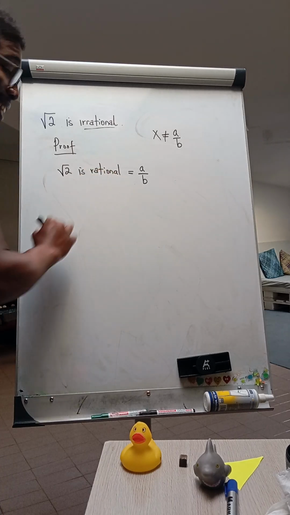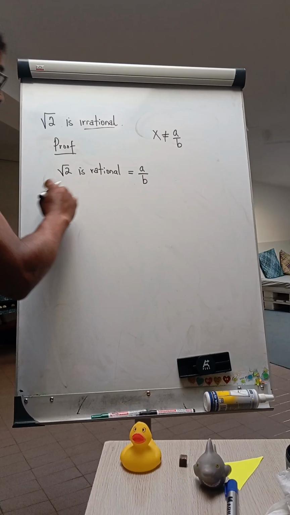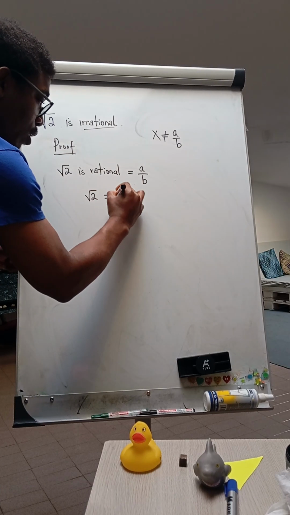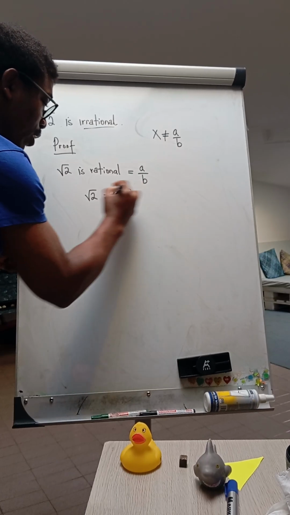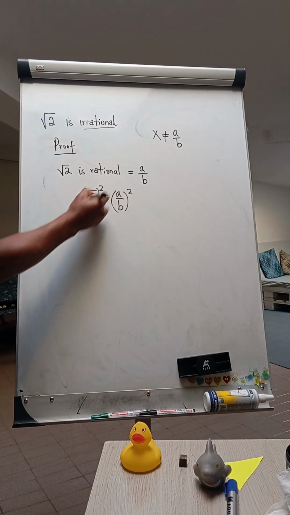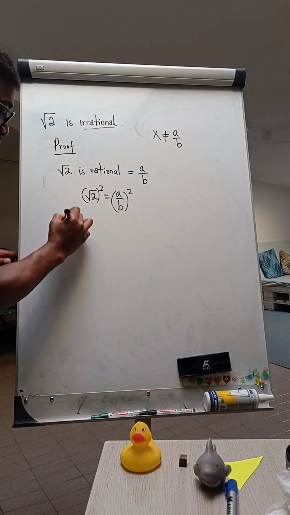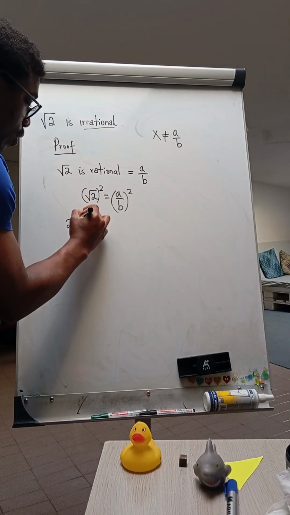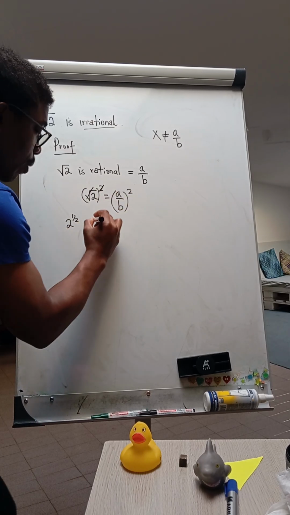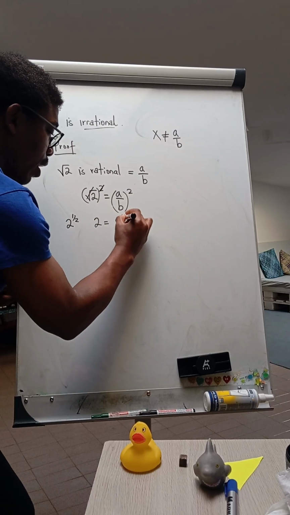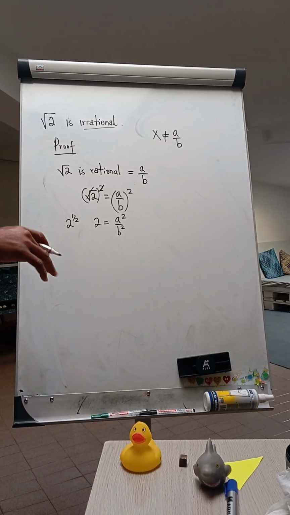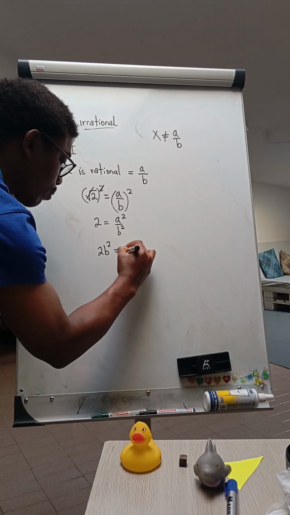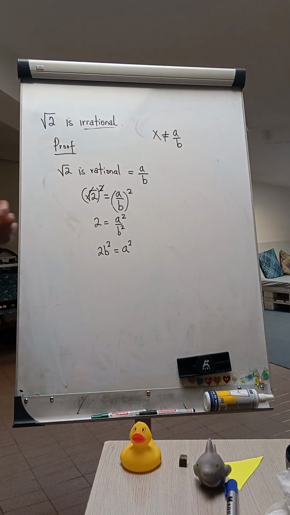The assumption is that the square root of 2 is rational, which means we can progress by squaring both sides. Squaring cancels the square root, since the square root is like 2 to the power of 1 over 2. And then we have that 2 is equal to a squared over b squared. Progressing with the algebra, we have 2b squared is equal to a squared.